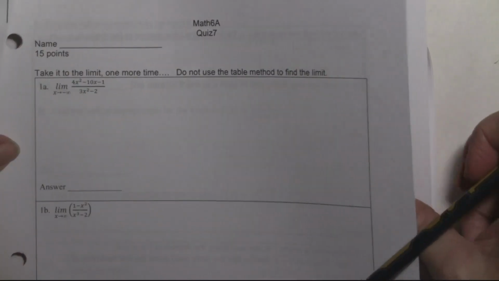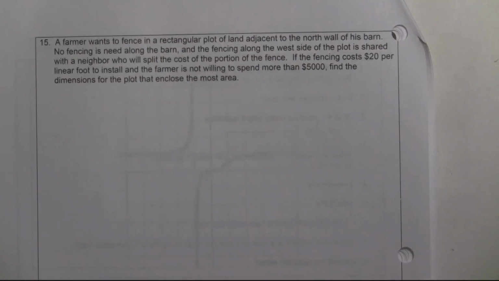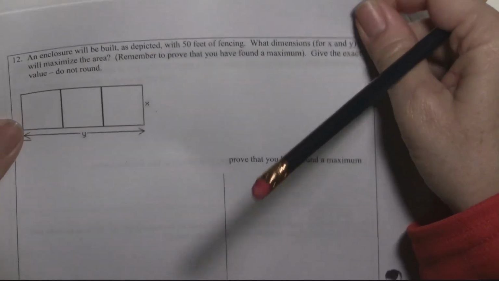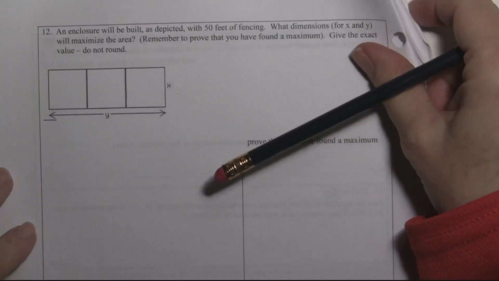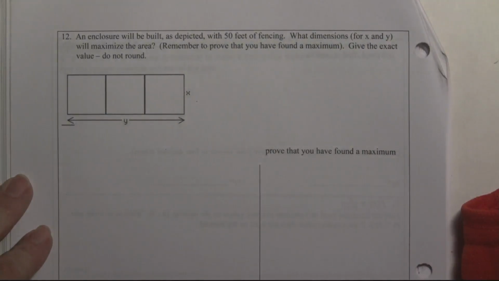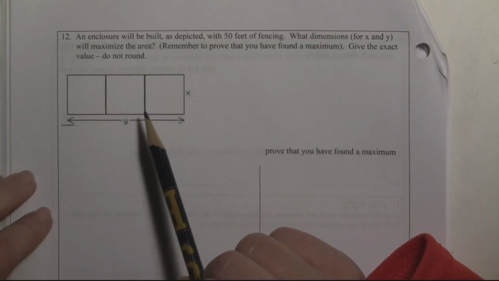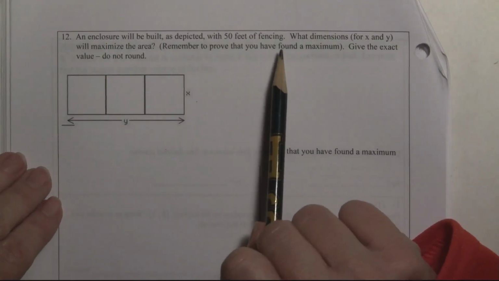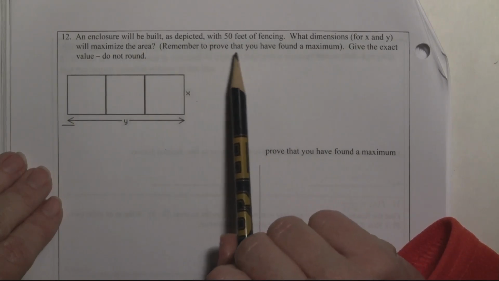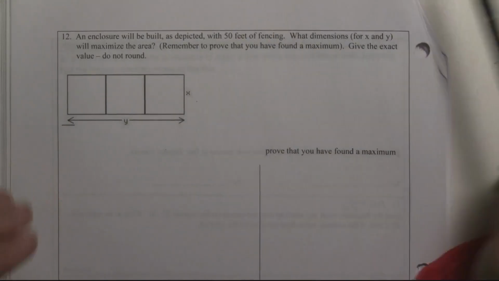It's coming off of quiz 7. Number 12. Sorry, the other one's number 15 out of the textbook. This is number 12 on quiz 7. It says an enclosure will be built as depicted. So they're going to make an enclosure like this out of some fencing. What dimensions for X and Y will maximize the area? Remember to prove that you have found a maximum. Give the exact value and do not round.